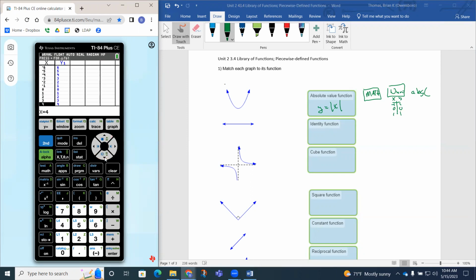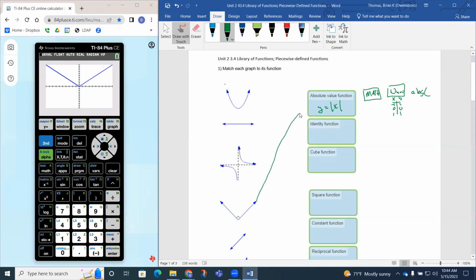So notice that it basically takes on linear, except when you get to the left side of the graph, the negatives actually bend upwards and go in an upward direction instead of a downward direction because of that absolute value. So it looks like this graph here is going to match with this here.